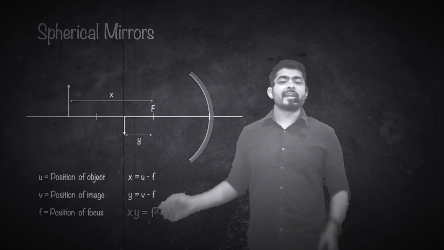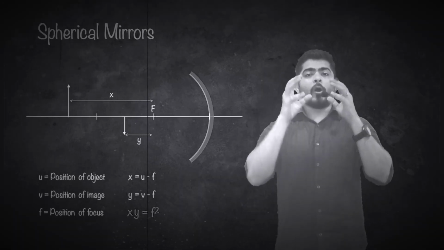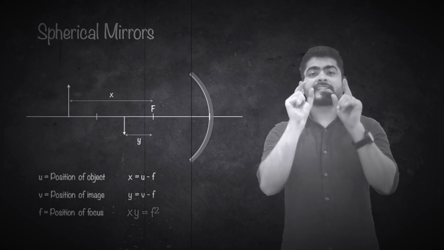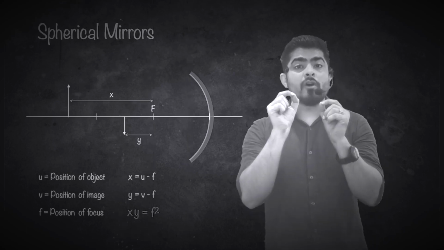So from this formula, in terms of sign convention, we can conclude that object and image always lie on the same side of the focus in case of spherical mirrors.